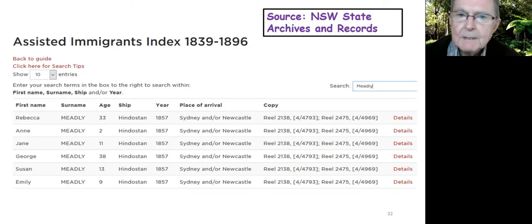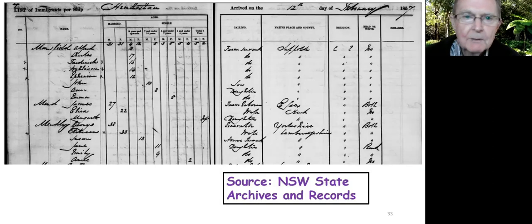Now, assisted immigrants, you can access the indexes through, again, the New South Wales State Archives and Records. And this is an image of typically what you'll find when you search for assisted immigrants. There's not a lot of information there, except their names, ages, the ship on which they came, and the year. But this is the type of information you can get if you have a look a little bit further into the name of the actual ship and the date that it arrived.